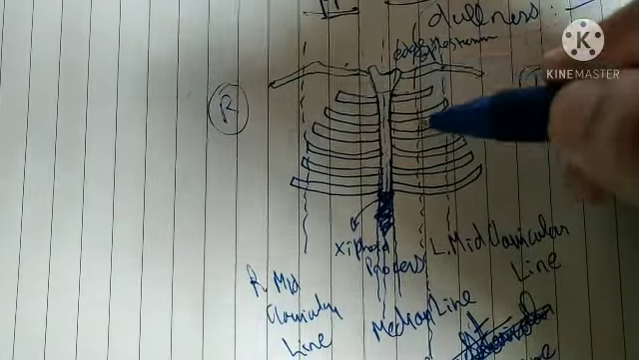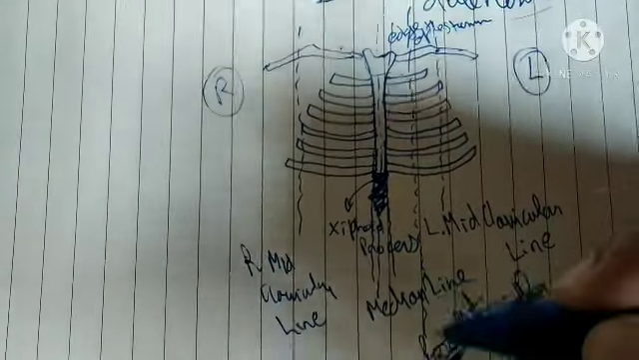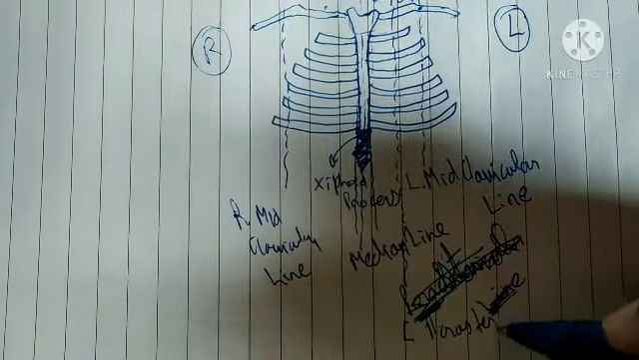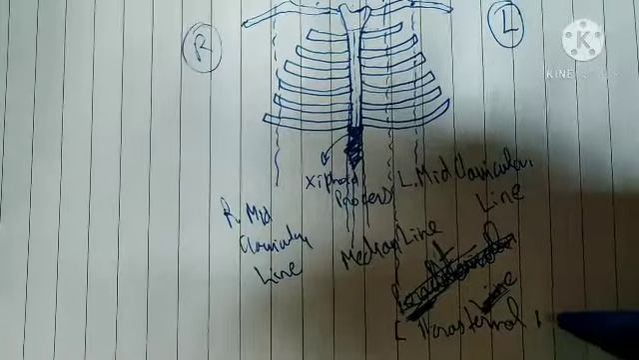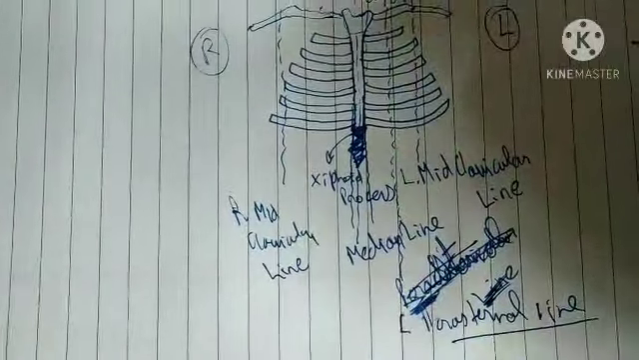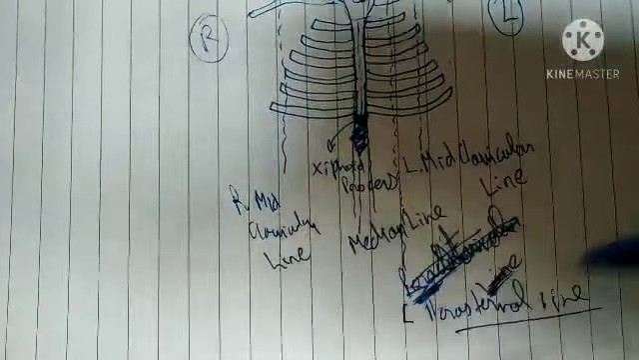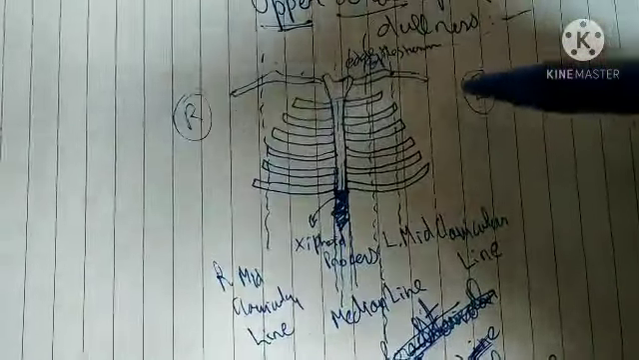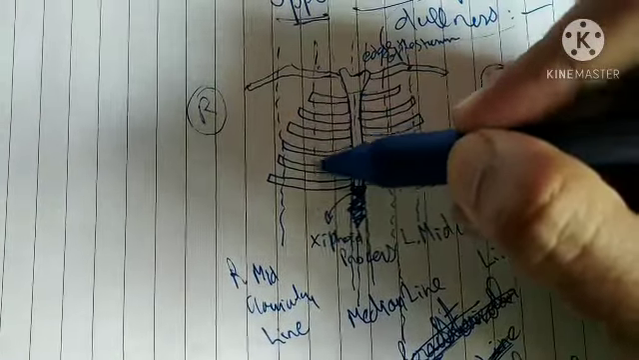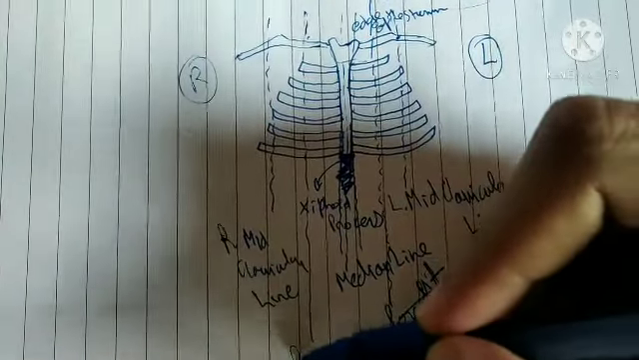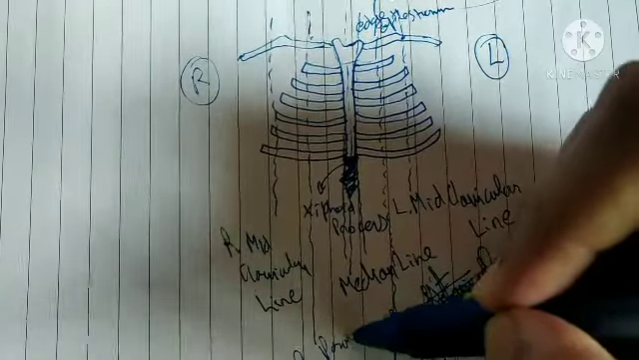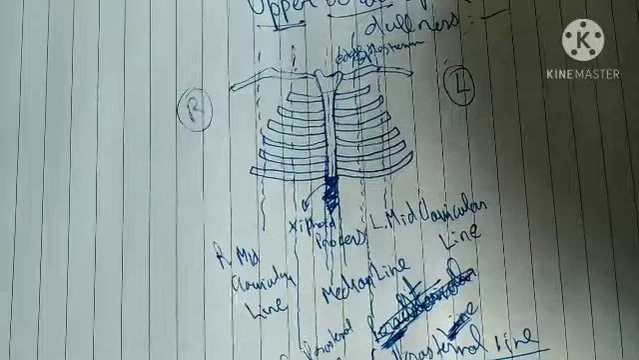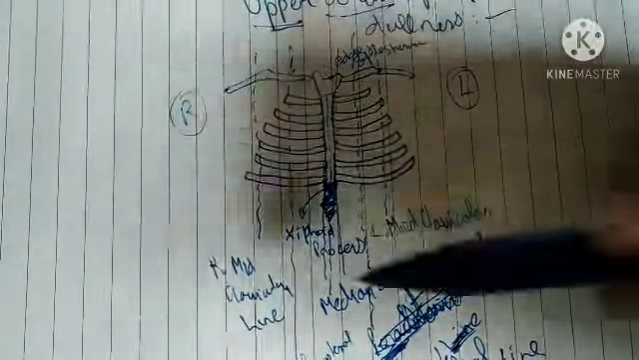So here we draw the left parasternal line. Remember this name, parasternal line, because it is parallel to the sternum. This is the left parasternal line because it is present on the left side. On the right side there will be the right parasternal line. So these are the lines we need to remember.